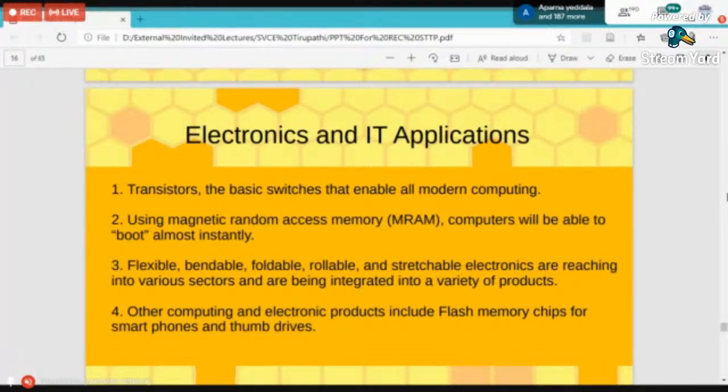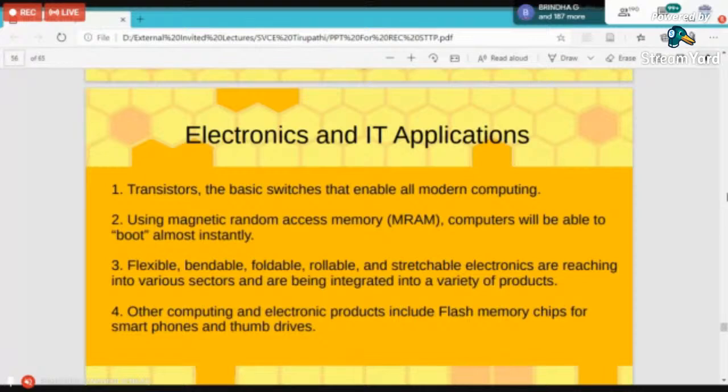So modern computing facility is being used with nanotechnology. Using magnetic random access memory, computers will be able to boot almost instantly. Otherwise you have to switch on the computer and wait for 10 or 15 minutes. Sometimes it will not come at all. So nowadays you can avoid this using nanotechnology.